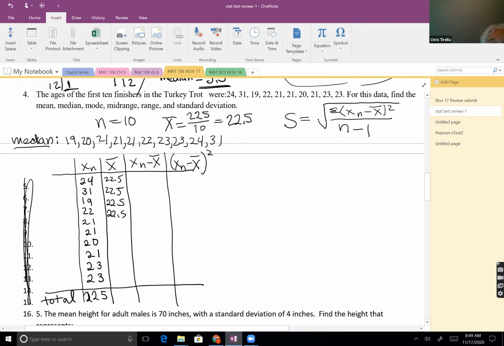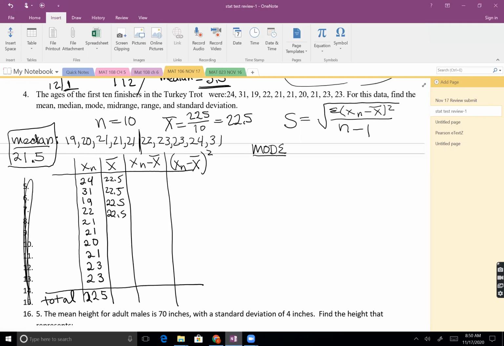Middle of the list, the median would be halfway between 21 and 22, or 22.5. The mode. Do you mean 21.5? Yes, I wrote 21.5. Okay, yeah, I see that. Sorry. Mode, the value that occurs most often is 21.